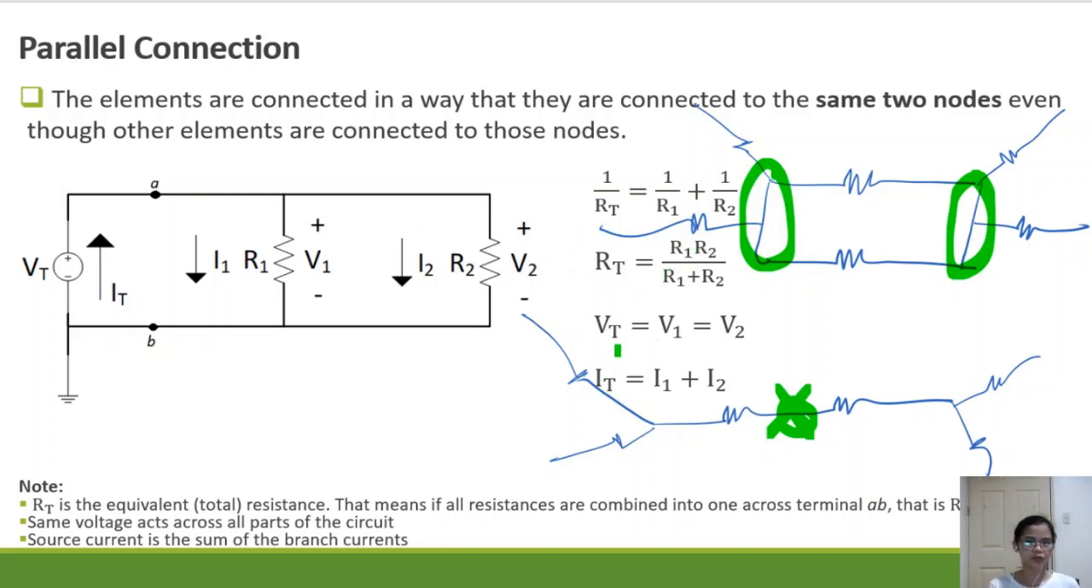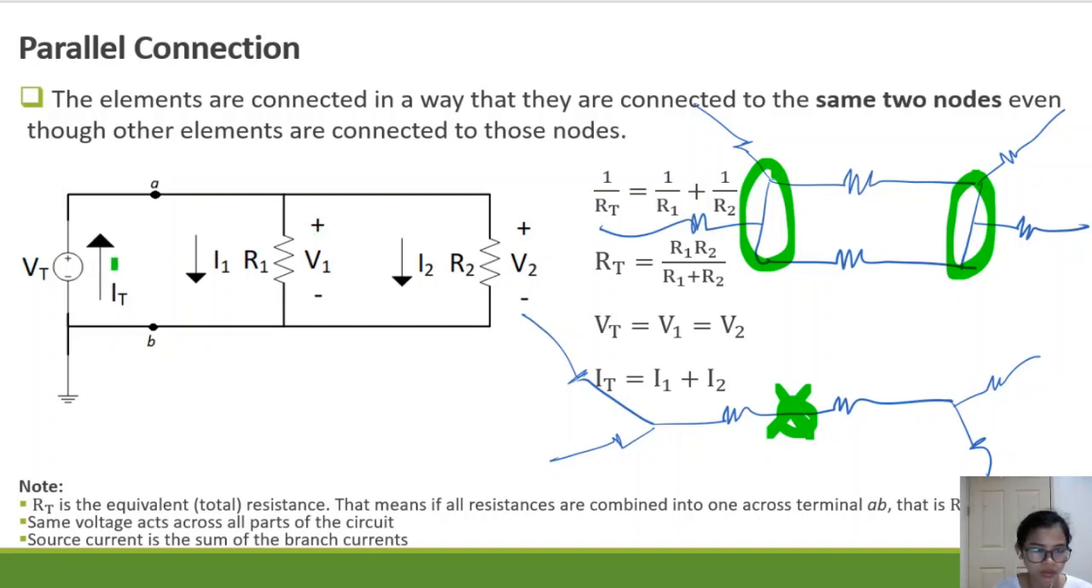VT is equal to the potential difference across R1 and R2. So if they are parallel, the voltage is just the same. And for IT, that would be the sum of the branch currents.